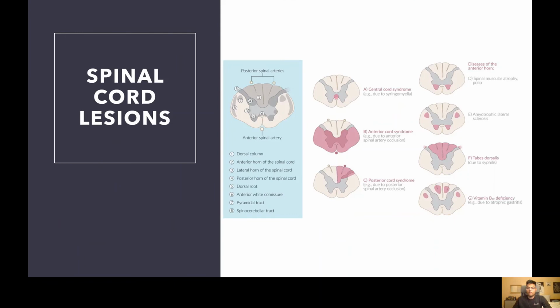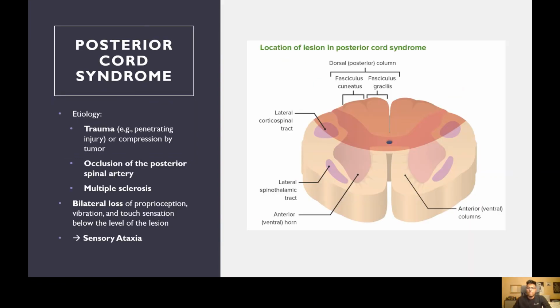Also, an important thing to remember is that these symptoms are seen below the level of the lesion, and this gives us an approximate indication of where the lesion could be. The definitive diagnosis would have to be done by radiology, such as MRI. So let's first talk about the posterior cord syndrome. So what does it mean?